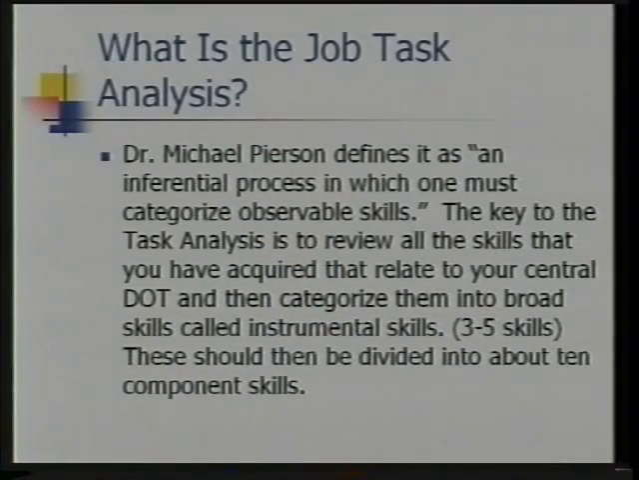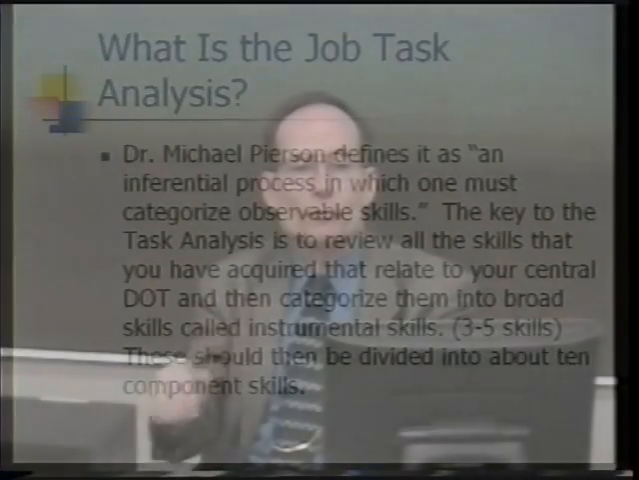We'll talk about that, the task analysis. Well, what is it? Well, Dr. Michael Pearson defined it as an inferential process in which one must categorize observable skills. Yes, so you're going to look at observable skills that you have. Now I have some skills internally, but these are observable. The key to the task analysis is to review all of the skills that you have acquired that relate to your central DOT. What was that? Go back and look at it again, what we said earlier in this presentation.